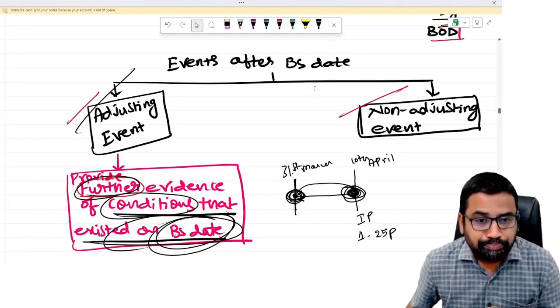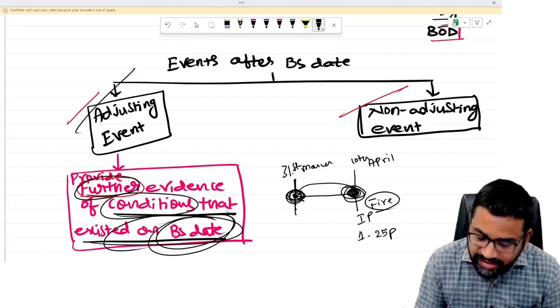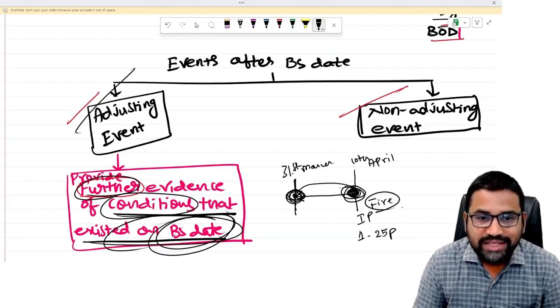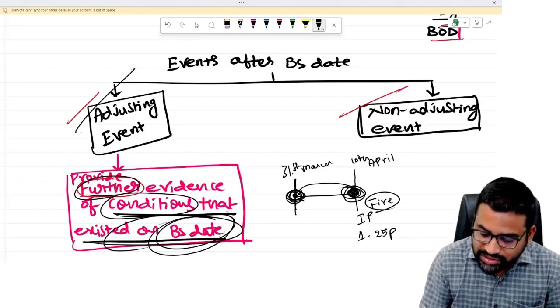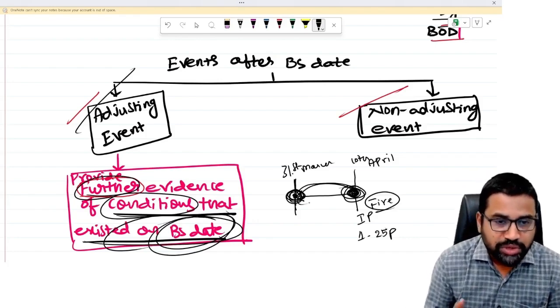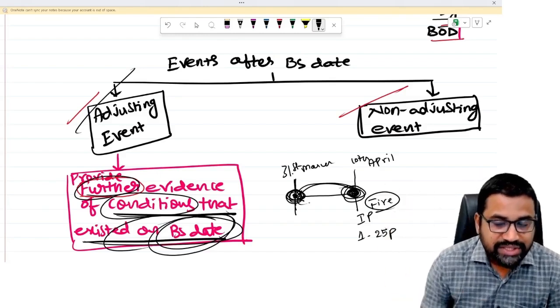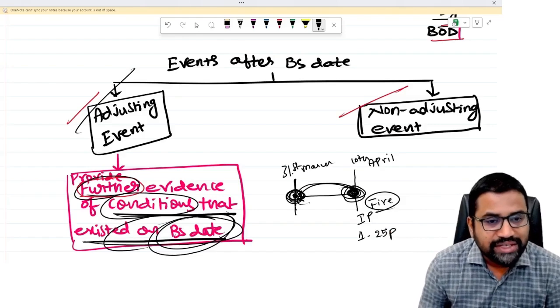For example, a fire happened on 10th April. Tell me, a fire happened in our factory. Is it an adjusting or non-adjusting event? Non-adjusting event, right? Because it does not have any condition that existed on the balance sheet date. On 31st March, can you say definitely that on 10th April a fire will come? Is there any situation existing on the balance sheet date? No. Therefore, it's a non-adjusting event.